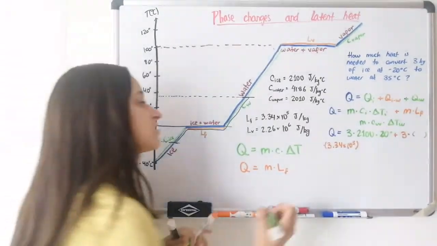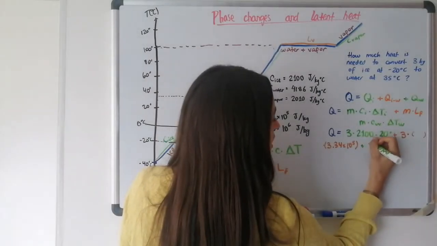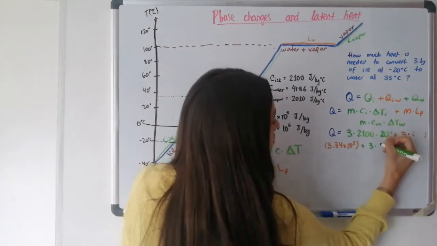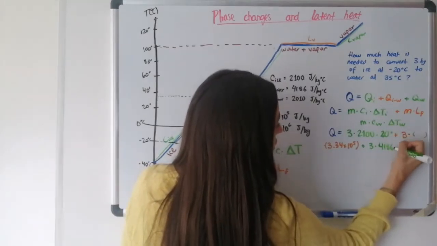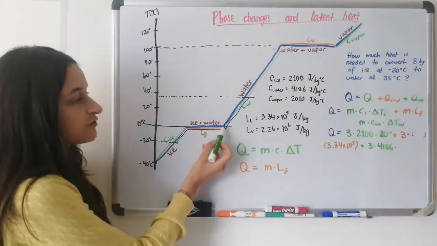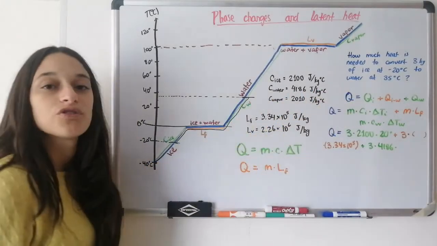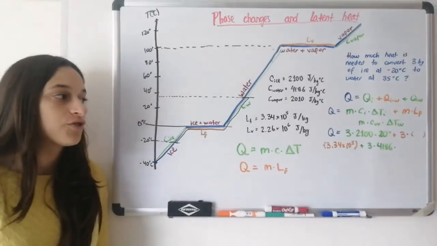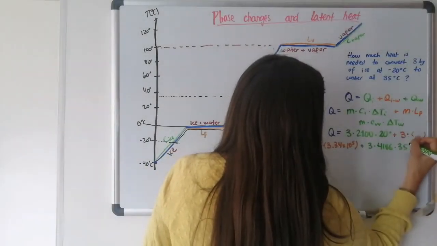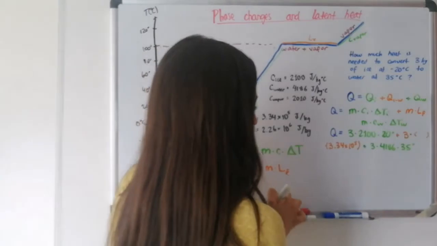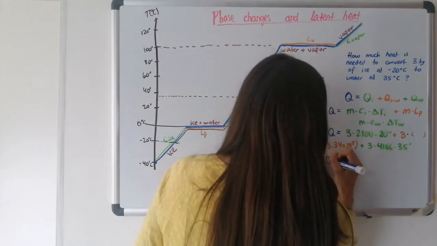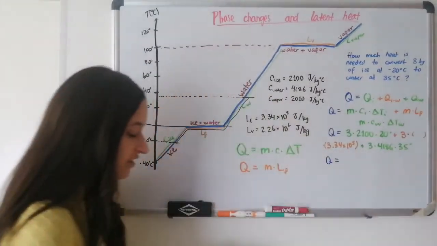And the third term is for water. So it's the same m of 3, the c of water, which is 4,186, times the delta T of water. Again, in water, it went from 0 to our final temperature of 35. So there was an increase of 35 degrees. So we put 35 here. And that's it. We plug all of this into the calculator, and that's going to give us the answer to the problem. Everything is in joules.